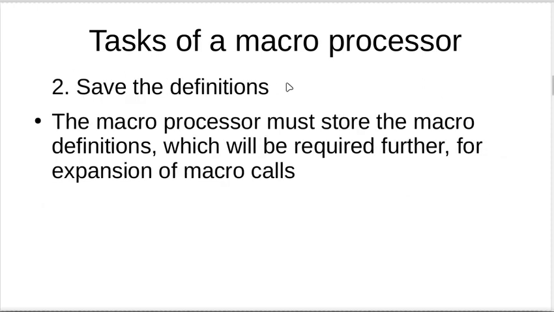The second task is to save the definitions. The macroprocessor must store the macro definition, which will be required further for expansion of macros. It should not happen that a macroprocessor simply understands what the definitions are and then just forgets about them. It can't do that. It has to save the definitions in some place in a proper format, so that they can be used during macro expansion, because we already know that the macro expansion makes use of the macro definitions. This we have already studied in the previous lecture.